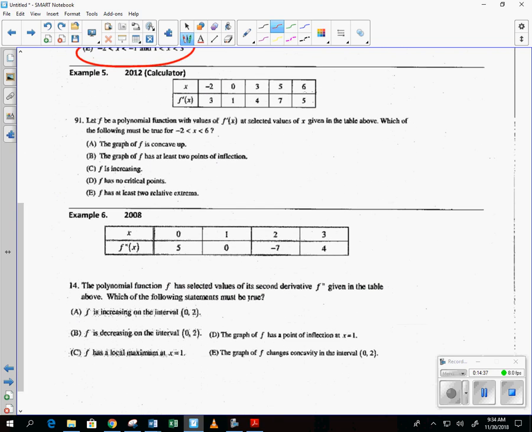Number 5. 1 minute, 45 seconds. A little bit tougher. Go.